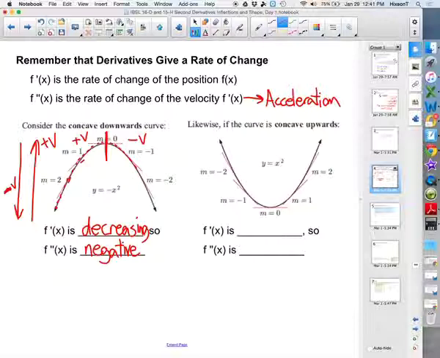Here, this curve is concave upwards, and you'll notice, even though we start with a negative rate of change, what's happening to our first derivative? The slopes here, the derivative, the slopes are increasing. So that means our acceleration must be positive. The second derivative is positive. And again, when we're talking about positive, we mean that it's pushing it in the positive direction.